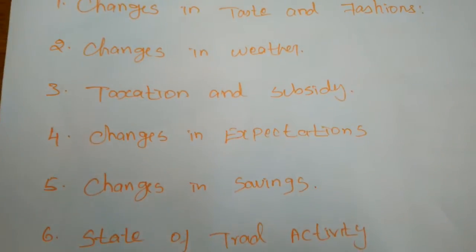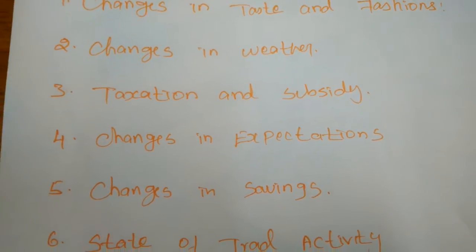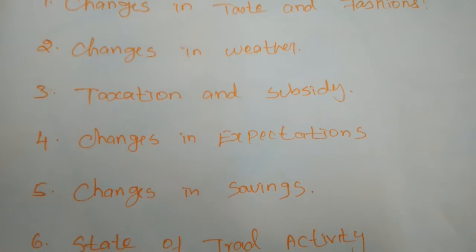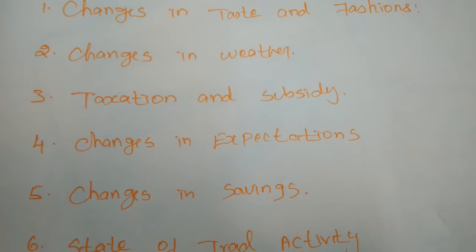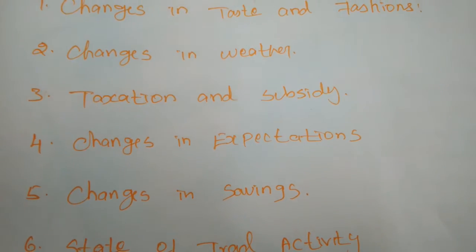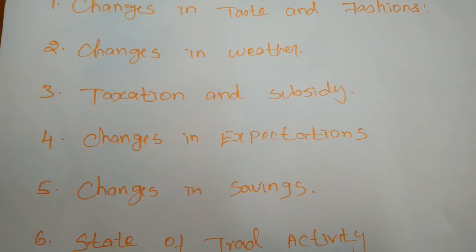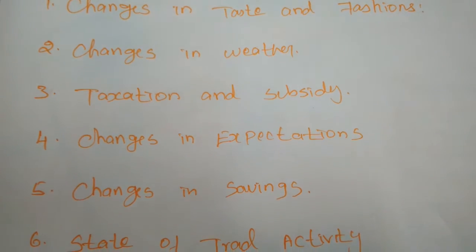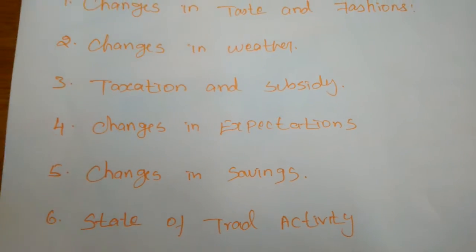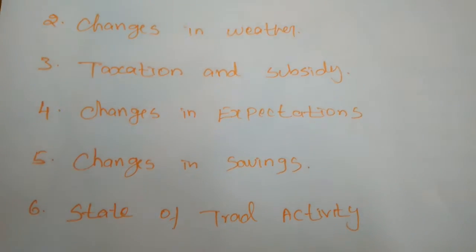Next is taxation and subsidy. The government imposes new types of taxes. Suppose the government increases the tax amount, the already existing tax. Then the consumers or the producers will increase the price of the commodity. Like that, if the taxation is reduced, the price will also be reduced. If the taxation is reduced, the demand will be increased. If the tax amount has been decreased, the demand will be increased.